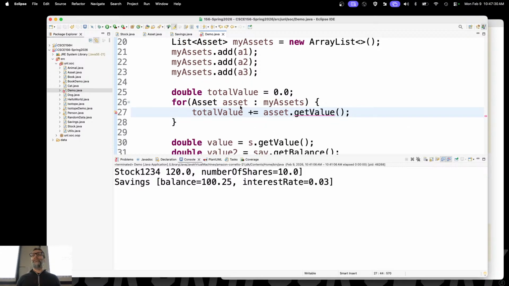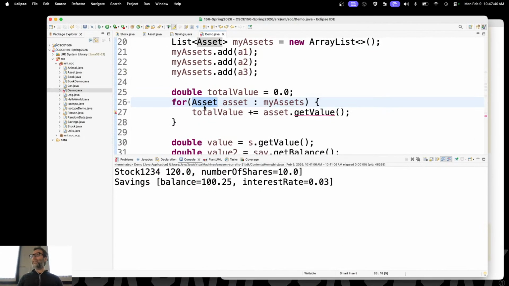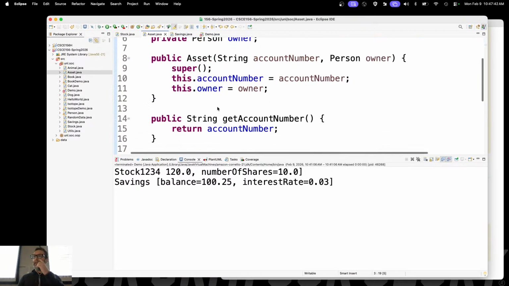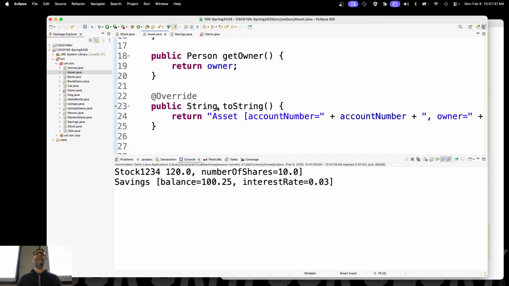No, not yet. I am treating all of these things as their superclass. Right? I am doing a covariance, right? That's what I want to do, but if I go to the asset class, do you see any function here called get value? No, they only exist in the subclasses. So let's promote that back up here so that everything has a get value function. Public, double, get value. There we go.